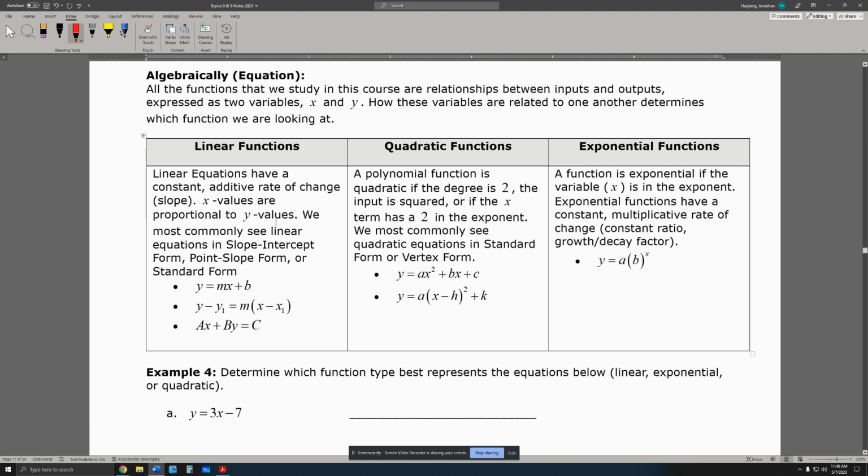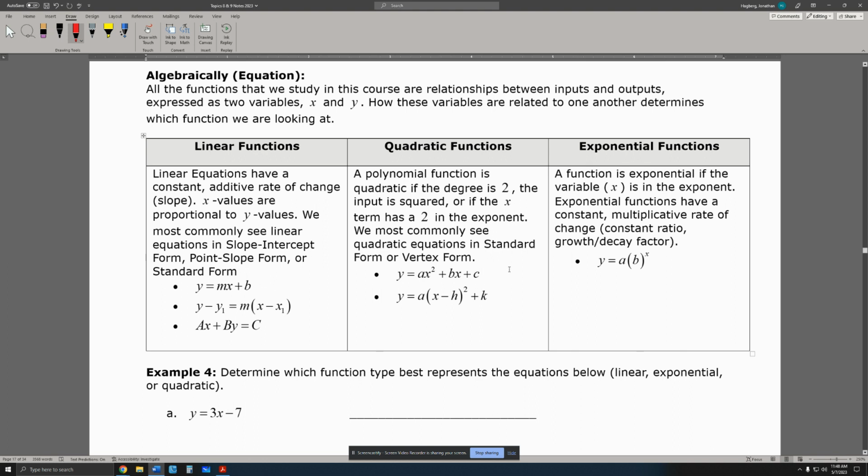So let's talk about linear functions. Linear equations have a constant additive rate of change, which we call the slope. X values are directly proportionate to y values. We most commonly see these as one of the three forms that we've learned this year: slope-intercept form, point-slope form, or standard form, where slope-intercept is y equals mx plus b. Point-slope is y minus y1 equals m times the quantity x minus x1. And finally, standard form, ax plus by equals c. The important thing to note is that a linear function is a polynomial of degree 1. So the highest power for x is going to be 1.